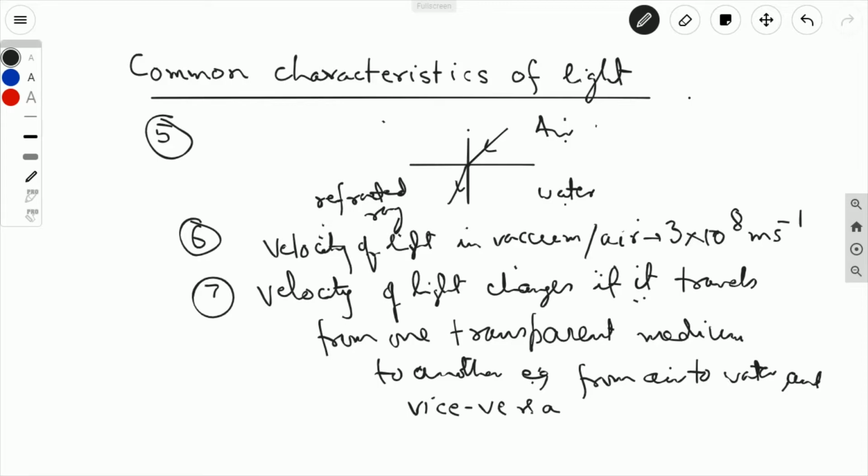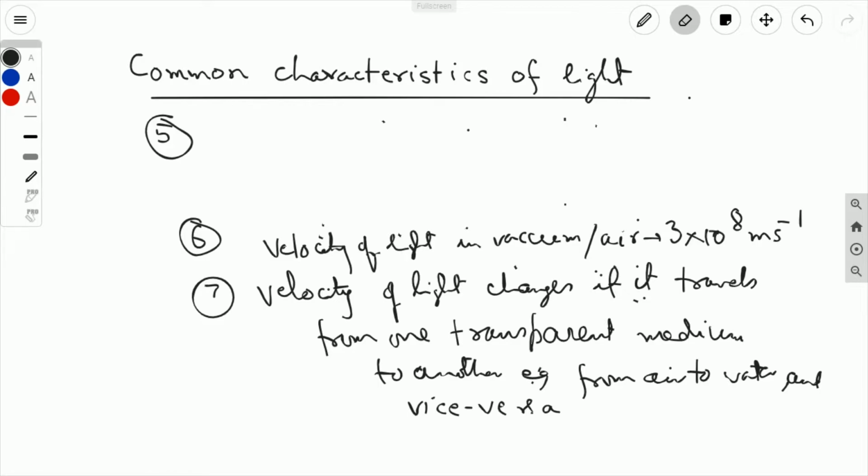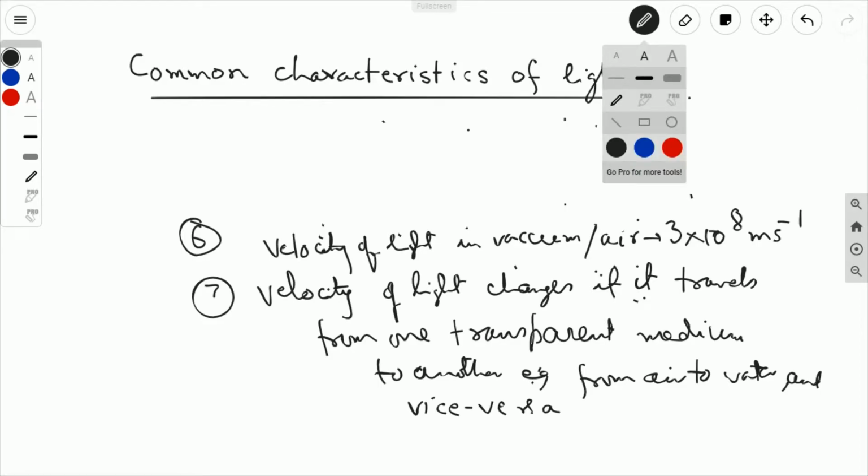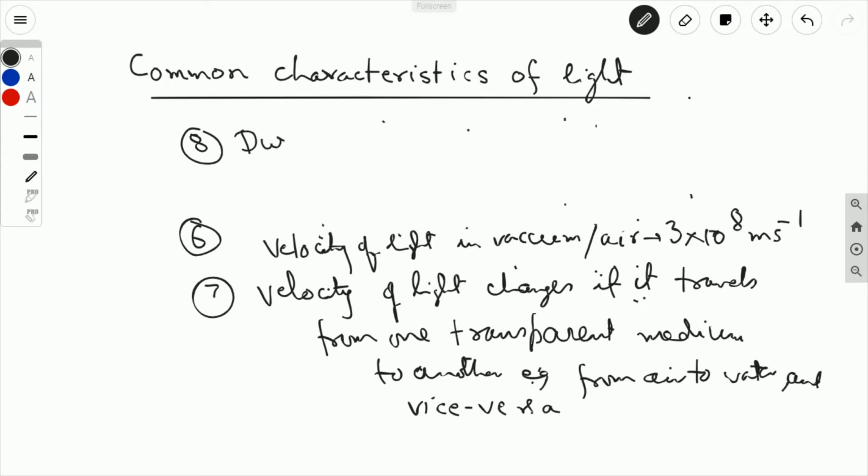During this travel of light from one transparent medium to another, the velocity of light will change. But during the change in velocity of light, its frequency remains the same, but the wavelength will change. So we can write here one more last point.